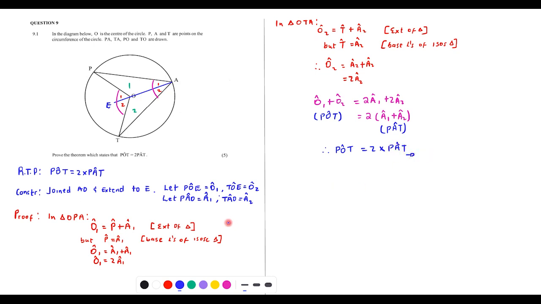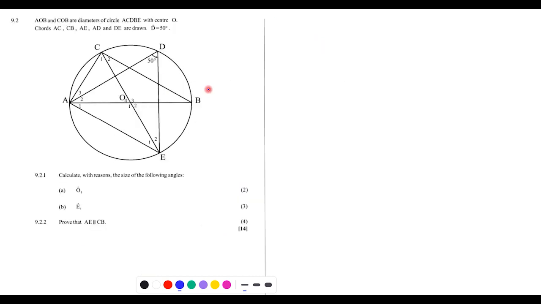Alright, now let's look into the next question. In question 9.2, we're going to be applying some of the things that we did in the previous proof, because that's how they do it most of the time in your exam. Once you prove something, you're definitely going to apply it in the next one. So let's read 9.2 here.